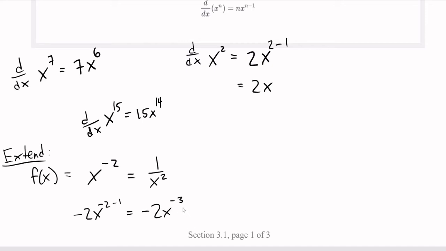Done. It still works. The rule still works. So you could try that with a bunch of numbers. You could try it with fractions. Let's go with a fraction. So let's say we have x to the 3/2.